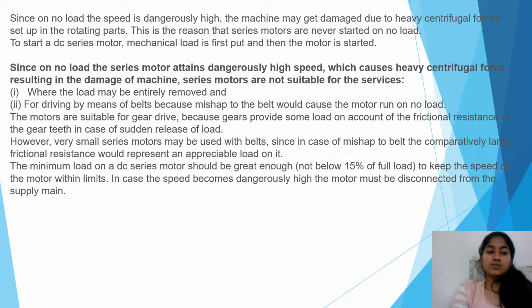However, a very small series motor may be used with belts, since in case of mishap to the belt, the comparatively large friction resistance would represent an appreciable load on it. The minimum load on a DC series motor should be great enough, not below 15% of full load, to keep the speed of the motor within limits. In case the speed becomes dangerously high, the motor must be disconnected from the supply mains.